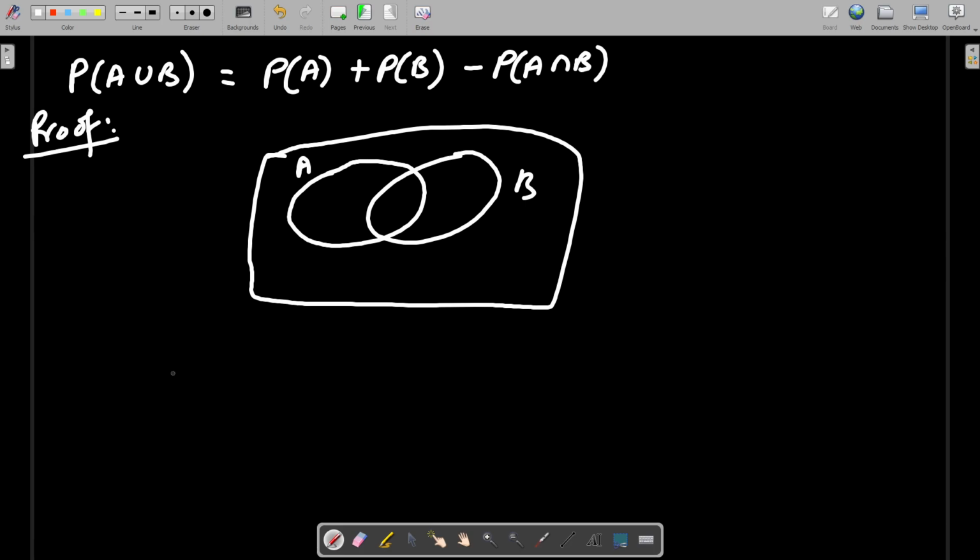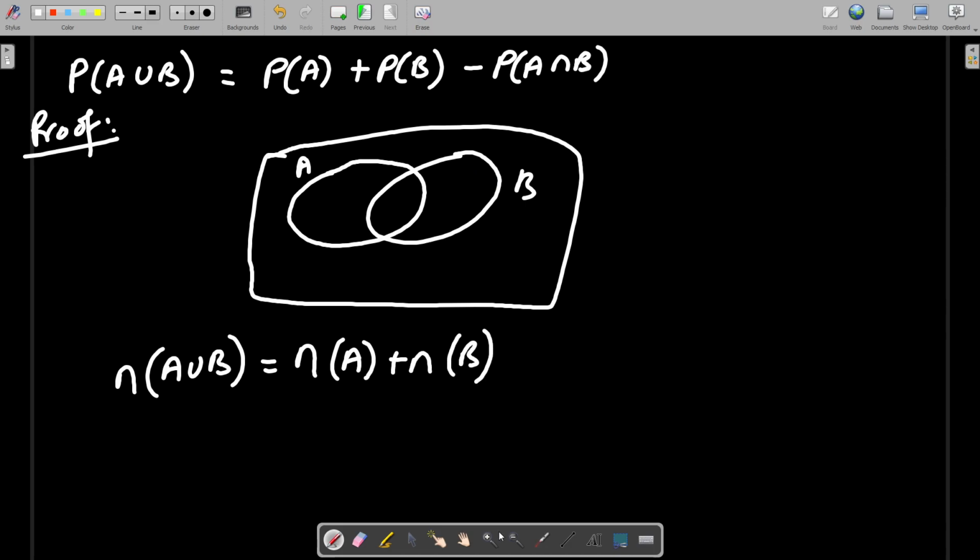Okay, so now I want to count the number of elements in A union B. So how will I count them? First we'll count the elements which are in A. All the elements in this set, in A, we will count. Write them down. That will be the number of elements in A. Next, we'll count the number of elements which are in B. So when you add them up, number of elements in A plus number of elements in B.